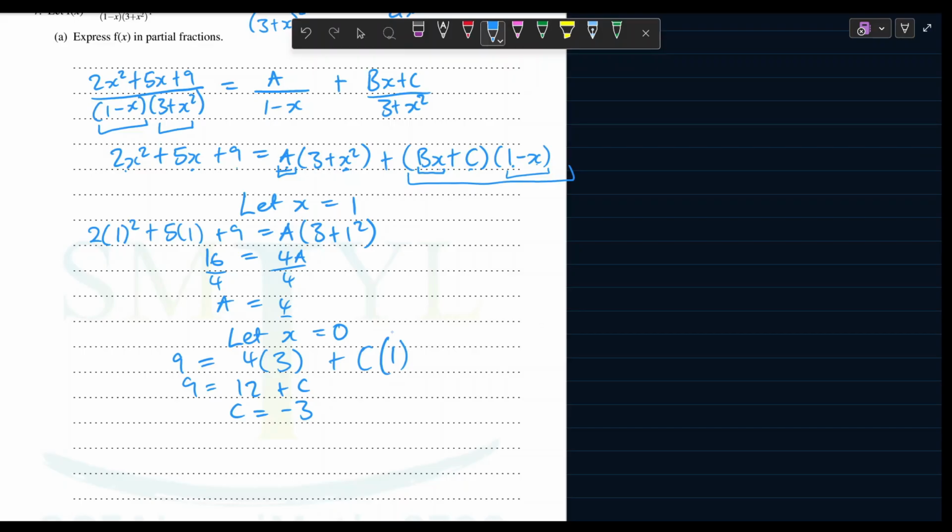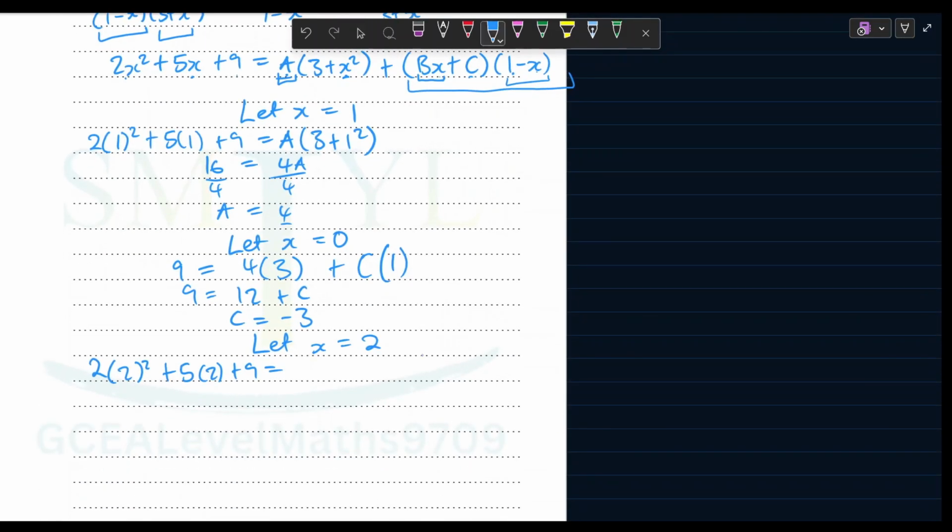And now we can use x is 2 to evaluate b, because we now have both a and c. So we can say 2 times 2 squared plus 5 times 2 plus 9 is equal to, that's a, which we found to be 4 here, times 3 plus 2 squared, plus b, which is what we're looking for, times x, so times 2, plus c, which we found to be negative 3, and then 1 minus x, which we said is 2. So we need to simplify.